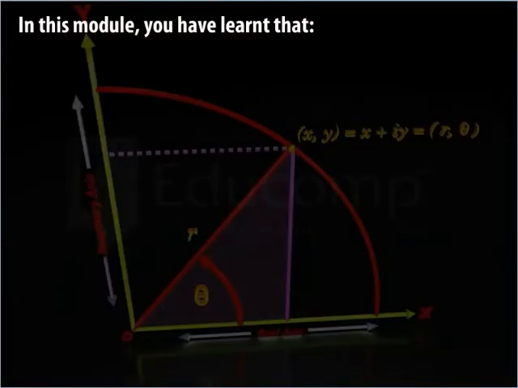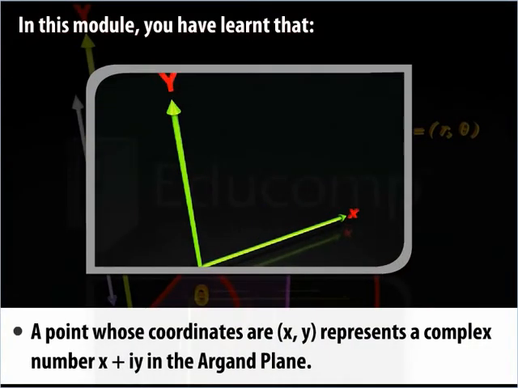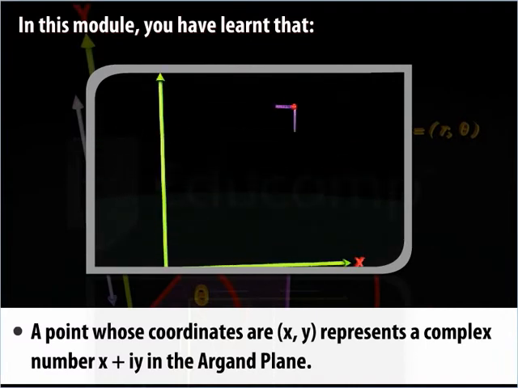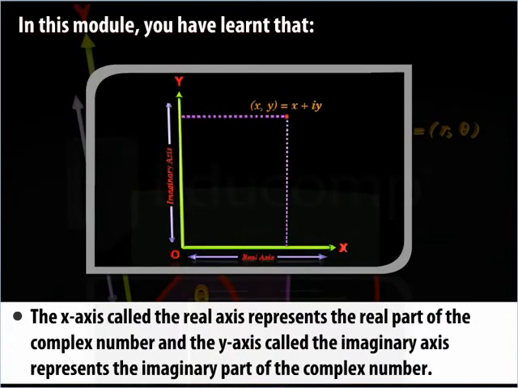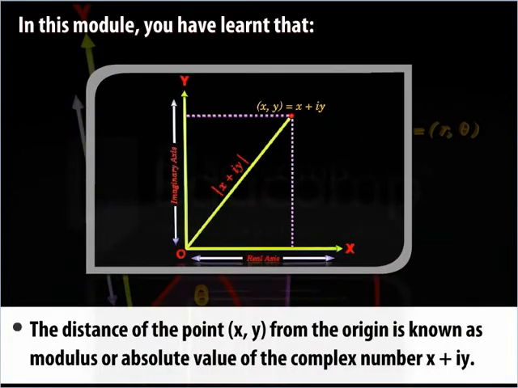In this module you have learnt that a point whose coordinates are x, y represents a complex number x plus iota y in the Argand plane. The x-axis called the real axis represents the real part of the complex number, and the y-axis called the imaginary axis represents the imaginary part of the complex number. The distance of the point x, y from the origin is known as modulus or absolute value of the complex number x plus iota y.